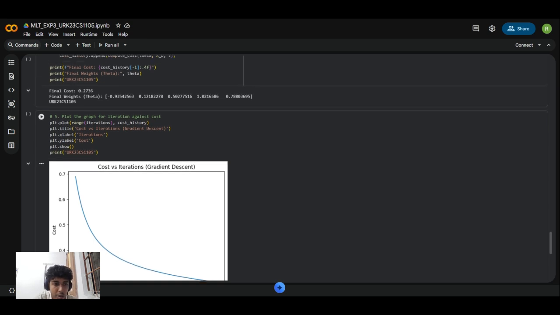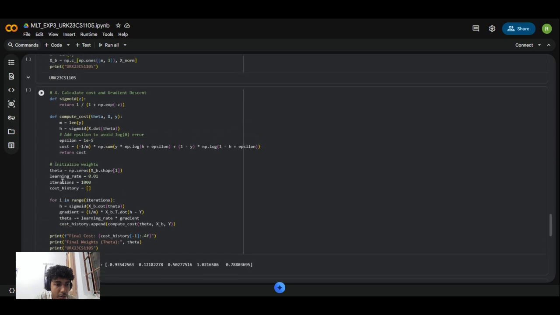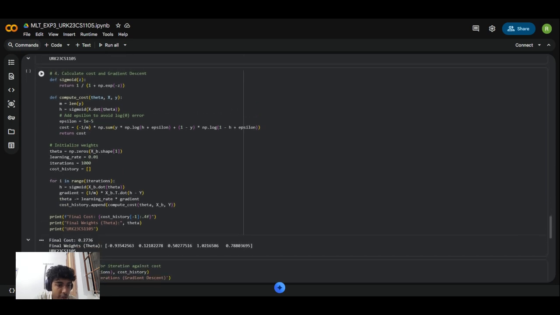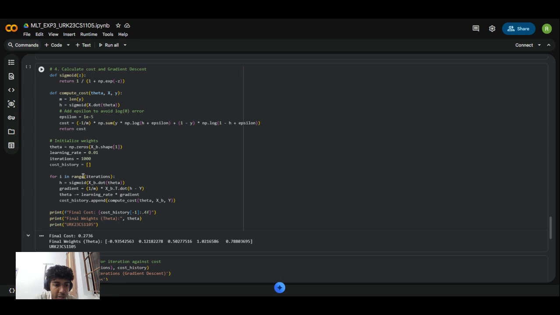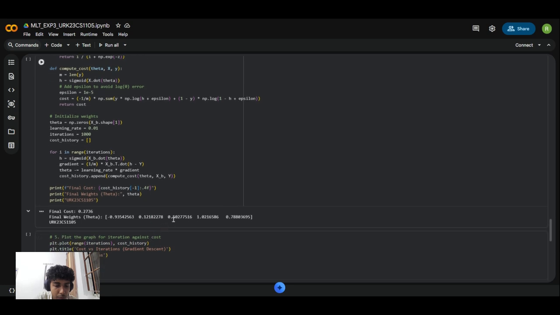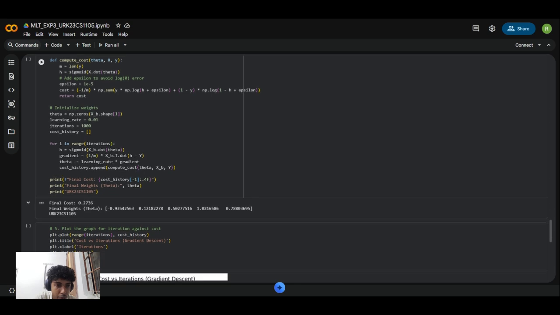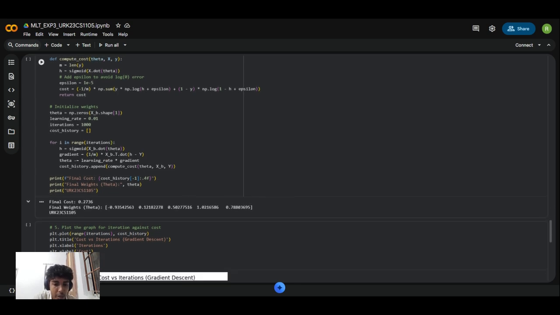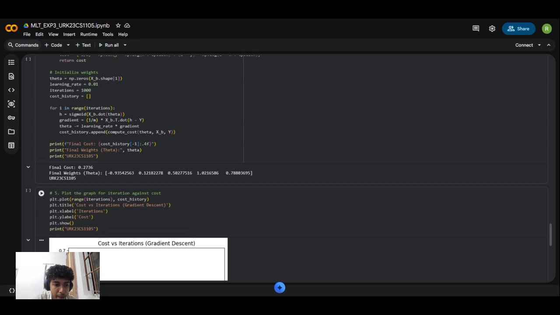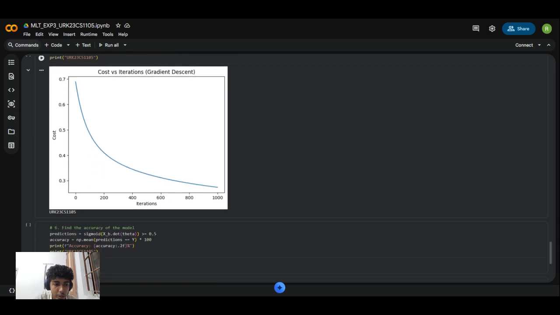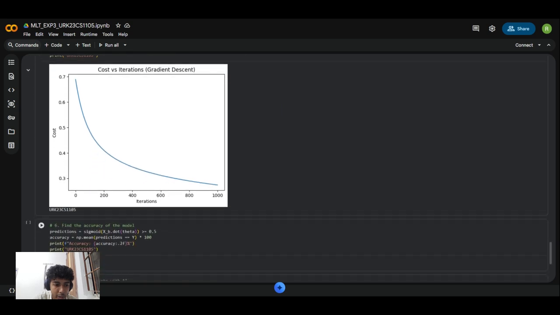So I think I left something. After the sigmoid function, we have weights. These are the weights here. These values determine the importance of each feature, each feature in the sense each trait of the flower from the flower data set. And accuracy is also given, that is 89.33 percent.